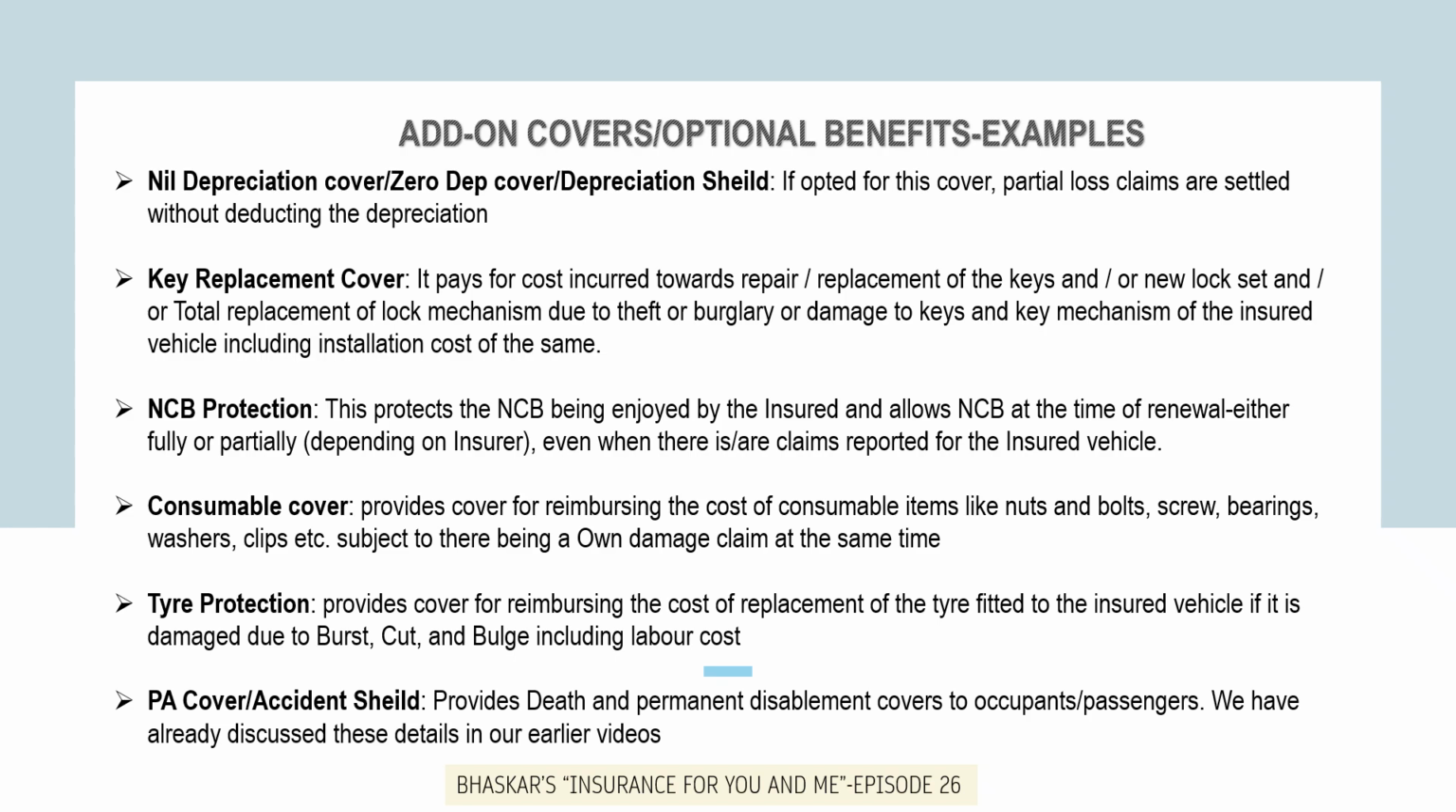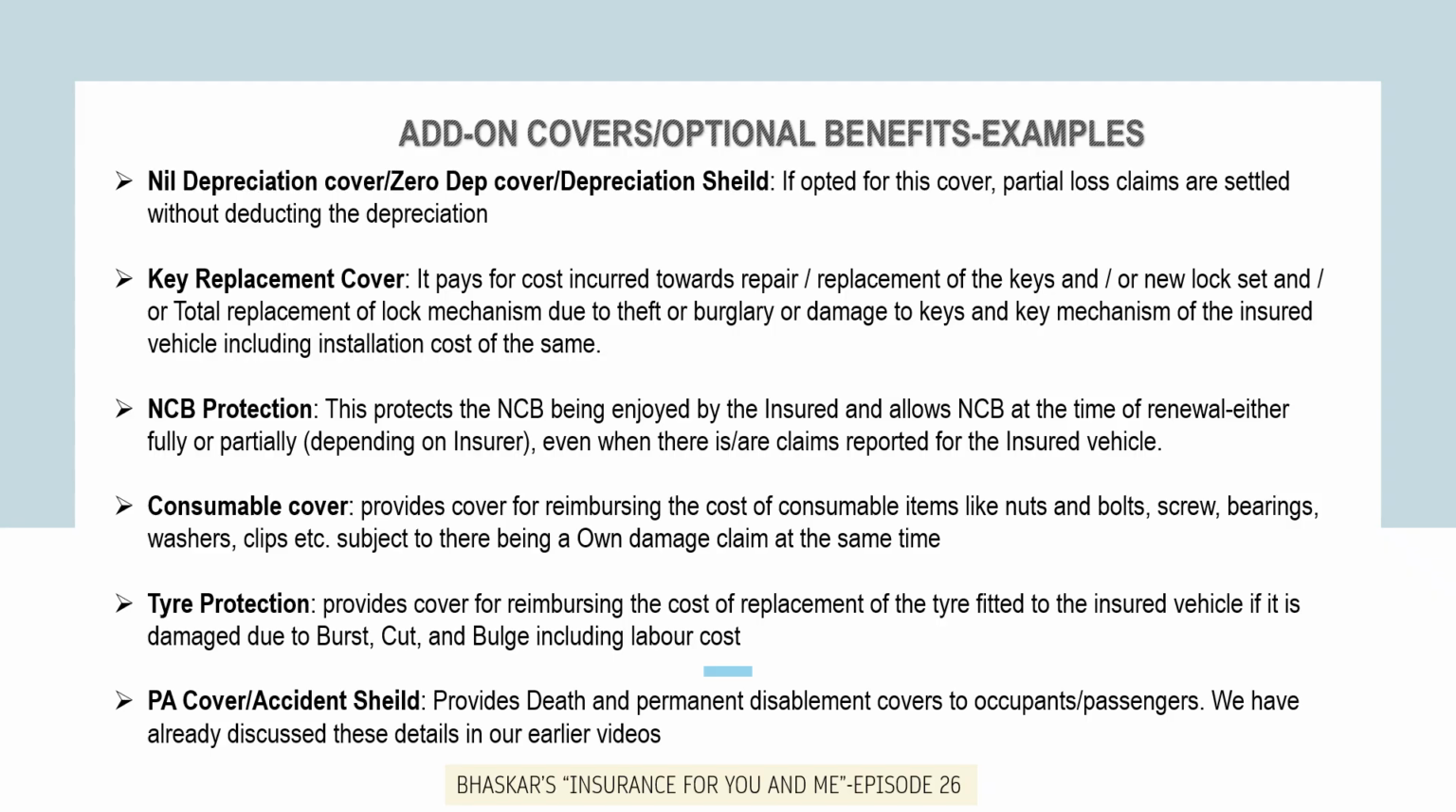Similarly, there is the consumable cover, which provides cover for reimbursing the cost of consumable items like nuts, bolts, screws, bearings, washers, clips, etc., subject to there being an own damage claim at the same time. You have tire protection cover, which provides for reimbursing the cost of replacement of the tire fitted to the insured vehicle if it is damaged due to bursting, cutting, or bulge, including the labor cost.